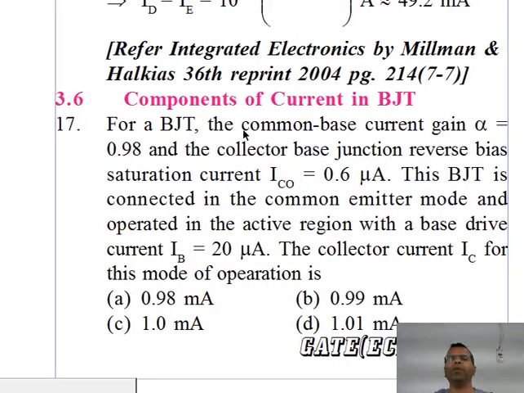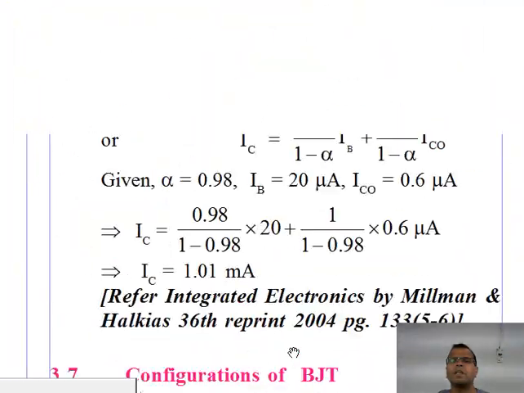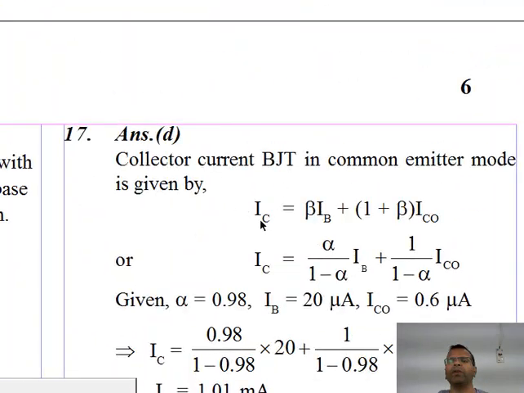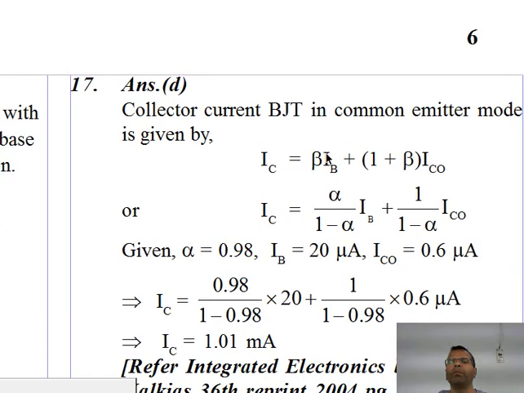So these are the questions which appeared from the simplified expressions of the currents of BJT. Then components of current in BJT. For a BJT, the common base current gain alpha is given to you. Collector base junction reverse saturation current ICO is given to you. This BJT is connected in common emitter mode and operated in the active region with this much base current. You have to find the collector current for this mode of operation, and we know collector current is given by IC equals beta into IB plus 1 plus beta into ICO. So beta can be written in terms of alpha because alpha is given to you. Just by putting all the values given to you, you get the collector current.